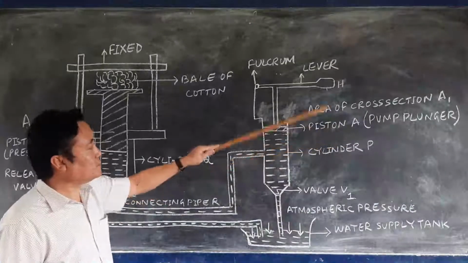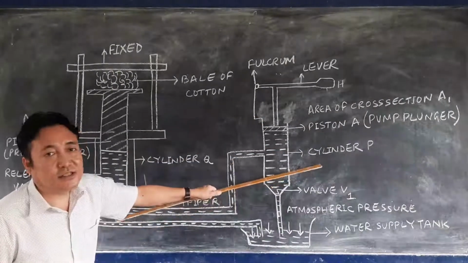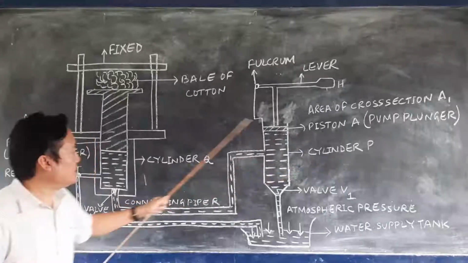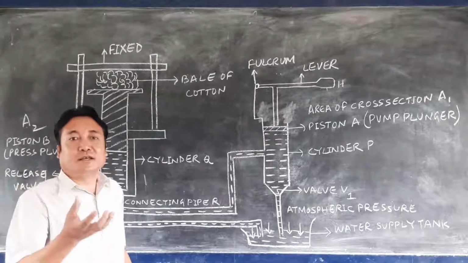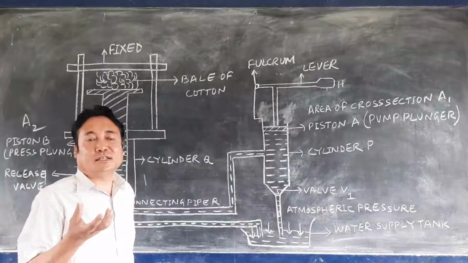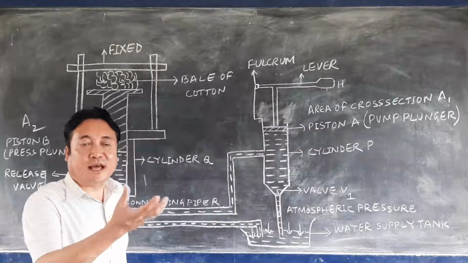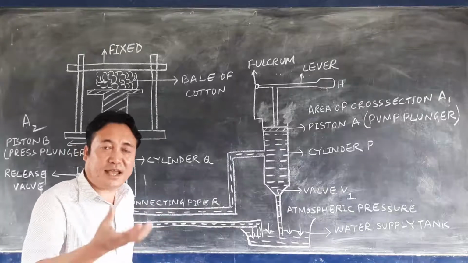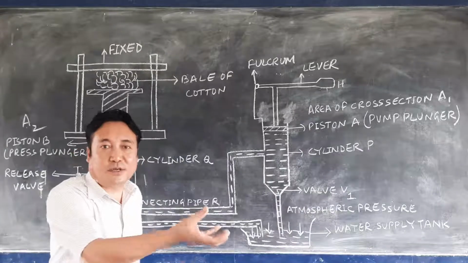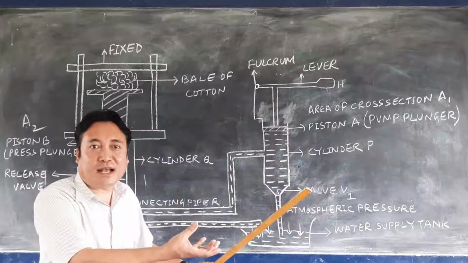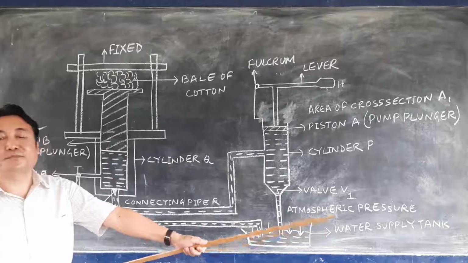Since the cross-sectional area of cylinder P is small and that of cylinder Q is bigger, according to Pascal's law, when a small force is applied on the smaller piston, the pressure exerted is transmitted to the larger piston, and a greater force is exerted on the larger piston in the upward direction. That is the hydraulic principle of the hydraulic machine.